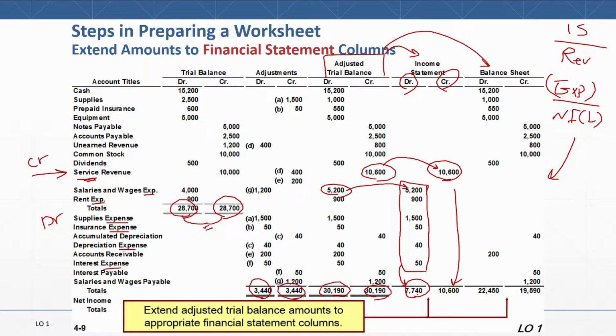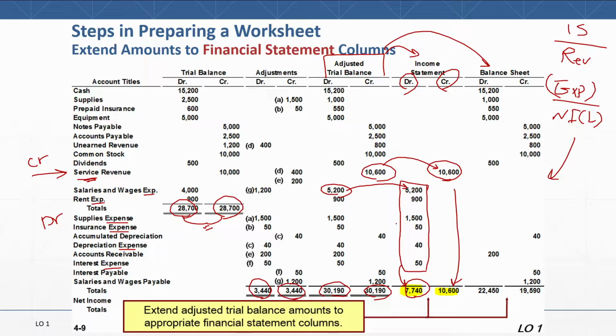But here, we don't see that. Here, there is a difference between debit column and credit column. We will talk about that. It is okay to see a difference. Actually, in most cases, we expect to see a difference here. We will talk about that in a second.